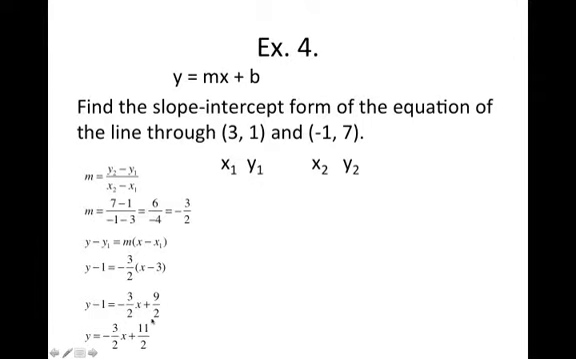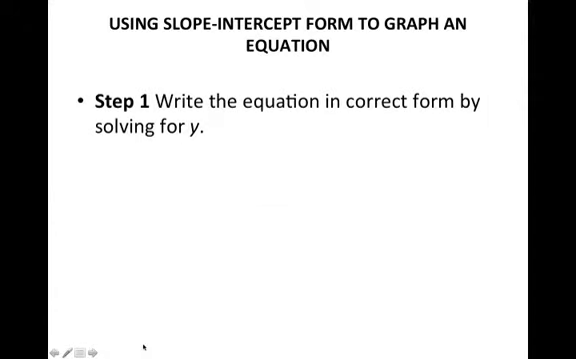We just need to add 1 to both sides. When I add 1 to 9/2, I need to write 1 as 2 over 2. 9/2 plus 2/2 is 11/2. So we get y equals negative 3/2 x plus 11/2. And that is in slope-intercept form. I can tell my slope is negative 3/2, and I can tell my y-intercept would be 0, 11/2.